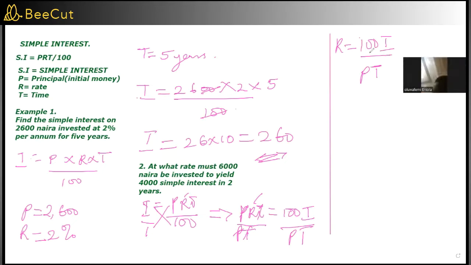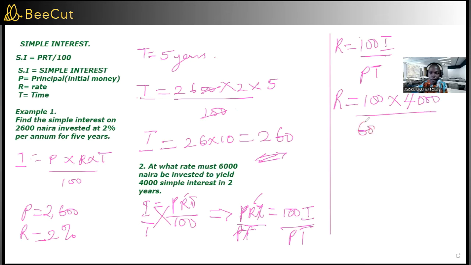So with that, I can say I have my rate here now, which is 100 times the interest, 4,000. Then the principal is 6,000, while the time is 2 years. So here I have 1,000. Then I have 100 times 4, that is 400. I have 6 times 2, that is 12.